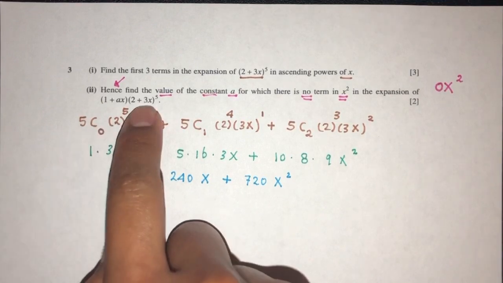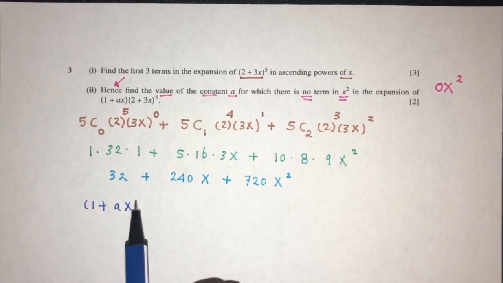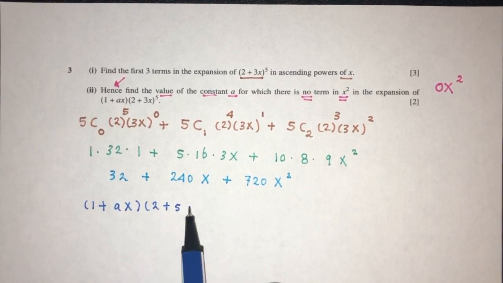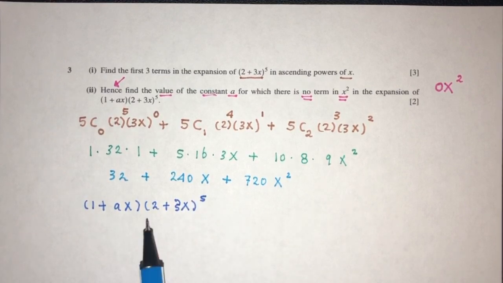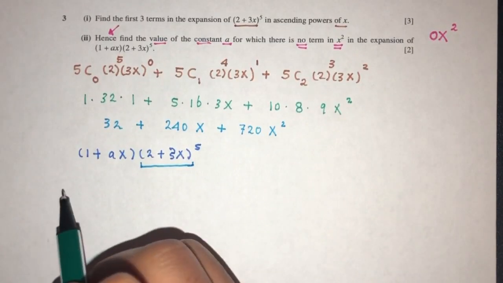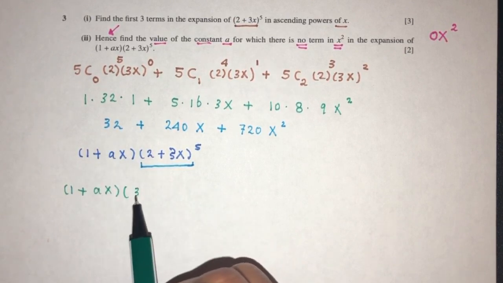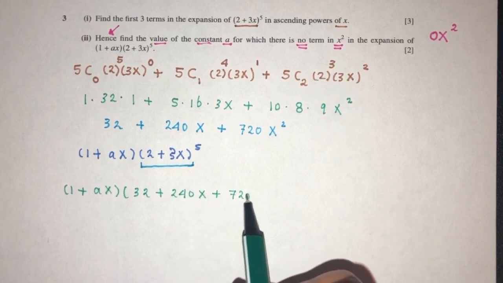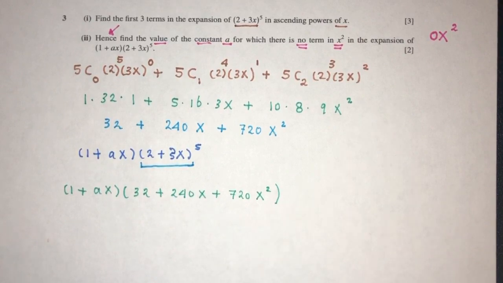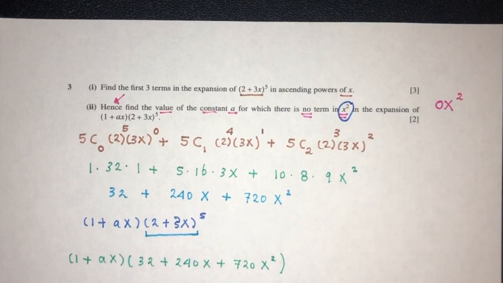So let's first try to expand this and see what happens, right? So here we have 1 plus ax times 2 plus 3x power 5. But now again, this we know already from part 1, right? So let's replace the value in the equation. So here we have 1 plus ax times, this we know already from part 1, 32 plus 240x plus 720x squared. Now, in this case, we only care about the term in x squared.